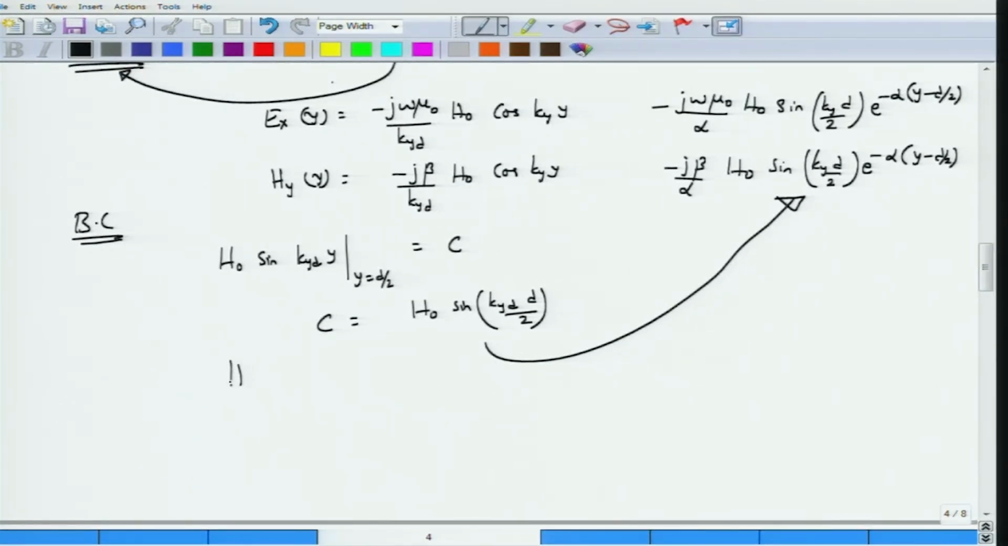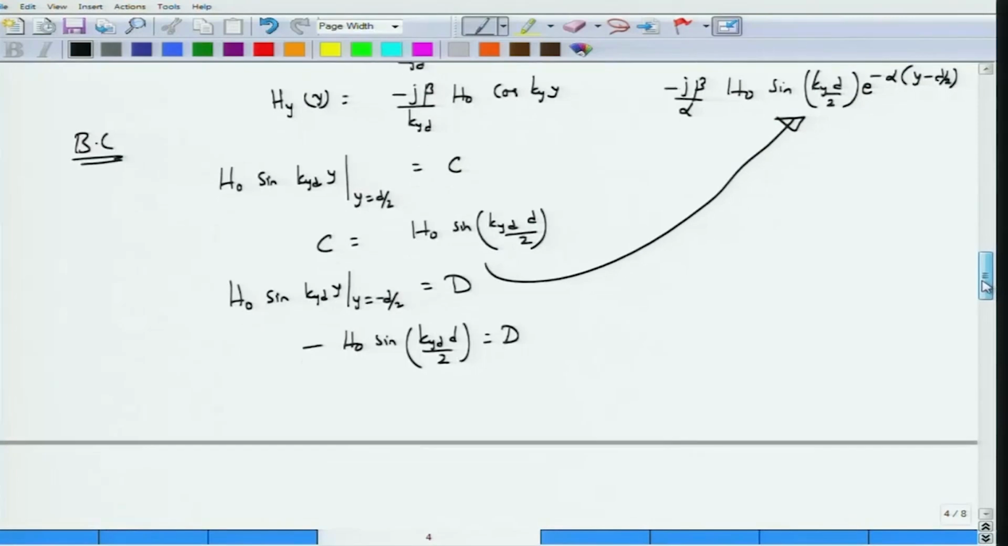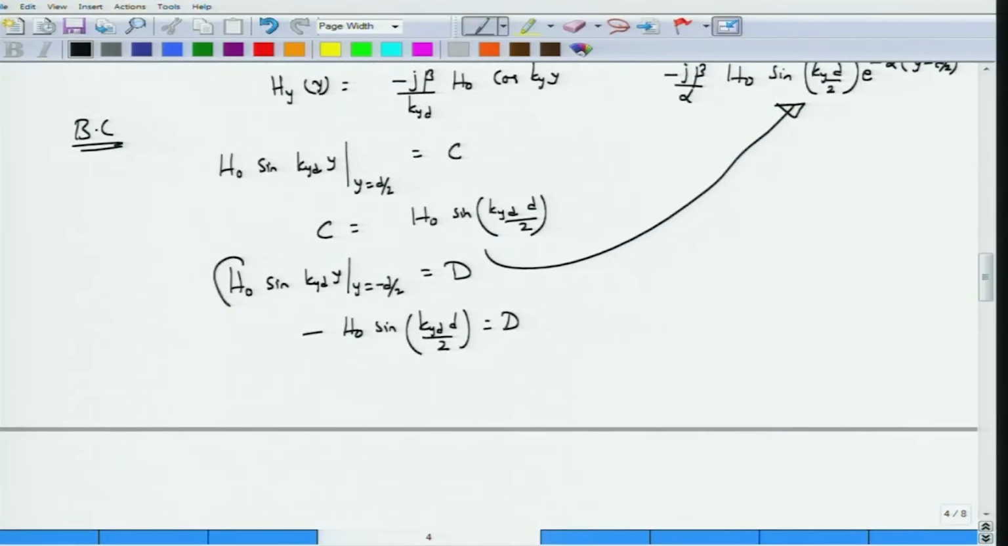Okay, so this is the boundary condition, and this is the amplitude of the wave outside the dielectric region. Similarly, you have H0 sin ky d at y equal to minus d by 2 must be equal to d, which is the amplitude at y equal to minus d by 2, right. If you substitute for this, sin of ky d by minus d by 2 becomes minus H0 sin ky d by 2 is equal to d. Okay, and this is precisely what you get if you were to write down the expressions again for the region y less than or equal to minus d by 2.